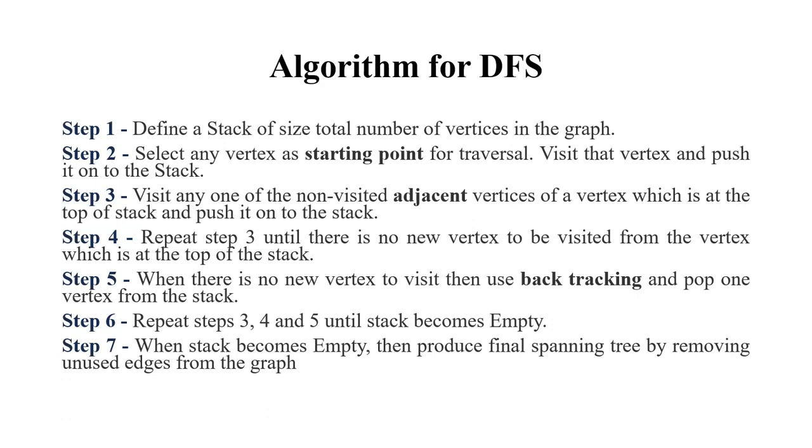Now repeat step 3 until there is no new vertex to be visited from the vertex which is at the top of the stack. When there is no new vertex to visit, then use backtracking and pop one vertex from the stack. Repeat steps 3, 4, 5 until the stack becomes empty. When the stack becomes empty, then produce the final spanning tree by removing the unused edges from the graph.